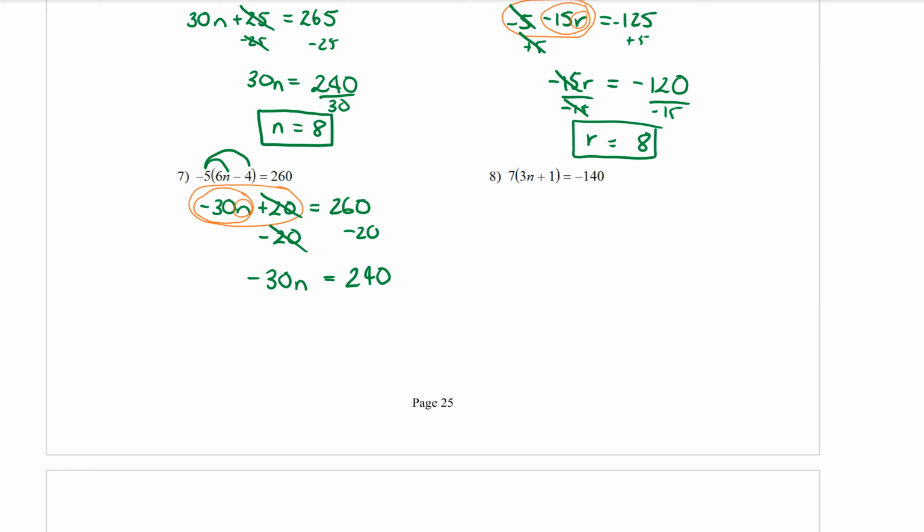Next step is to get rid of the minus 30. Nope, careful, divide, good. Divide by minus 30. I remember my 0 this time, which is good. All right, what is 240 divided by minus 30? Negative 8. That was very similar to that other question, wasn't it?